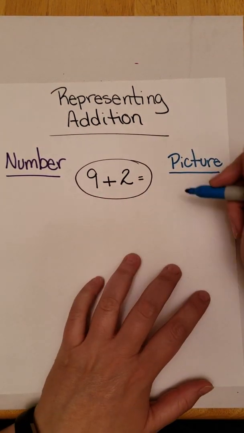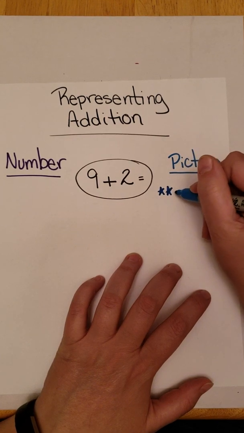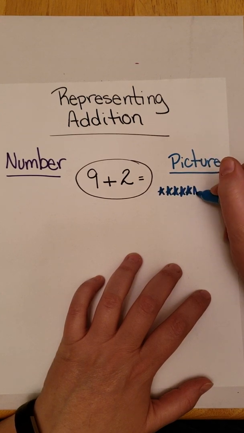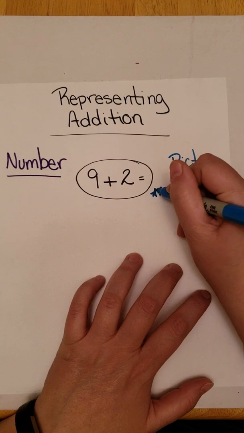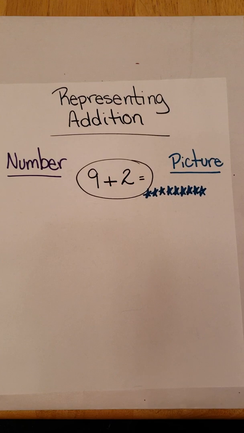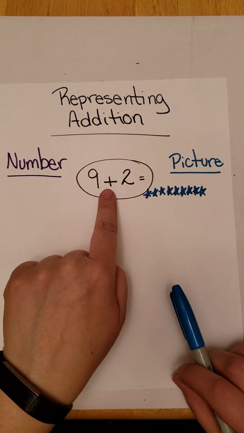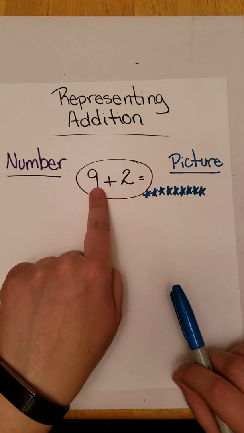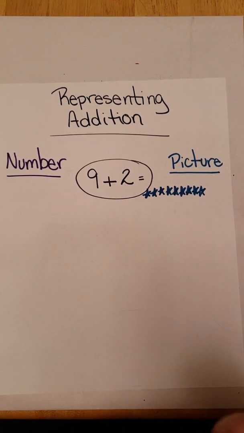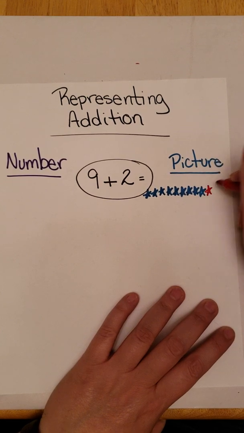I know I'm going to have 9 things, so maybe I'll do some stars here. 1, 2, 3, 4, 5, 6, I'm going to go over here, 7, 8, 9 things. And I know I'm going to have 2 things, and I know that symbol means those 2 things are going to be put together with those 9 things. So I'm going to get a red pen to put these 2 things together with my 9 things.